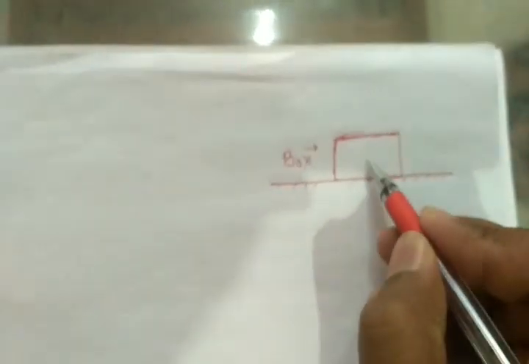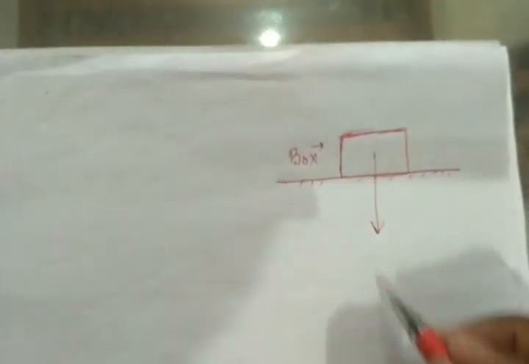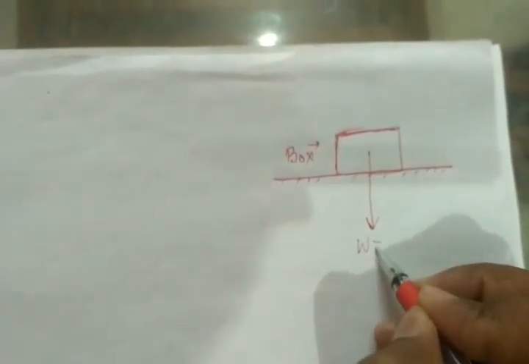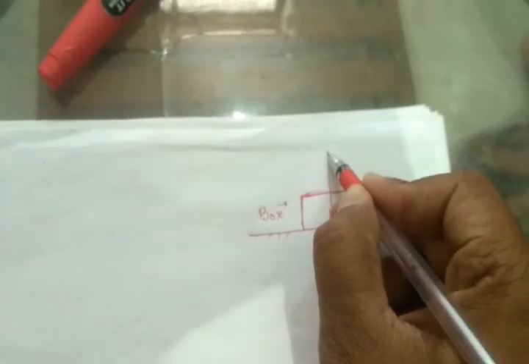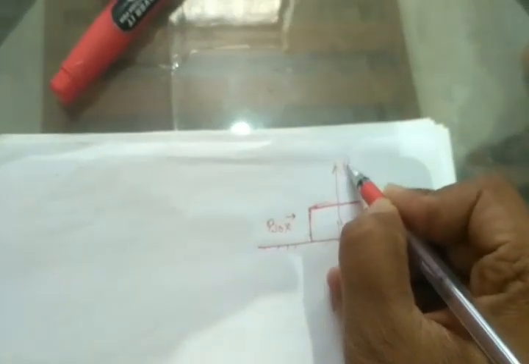Suppose this is any platform, or you can say the surface of the earth, and this is the box which is lying on this surface. At this time, the weight of the body will be acting downward. Say the weight, if the mass of the body is m, so mg, or you can also say just a force which is acting downward. Due to this force, still the body is on the surface. This is because another force, the normal reaction, is acting in the upward direction.